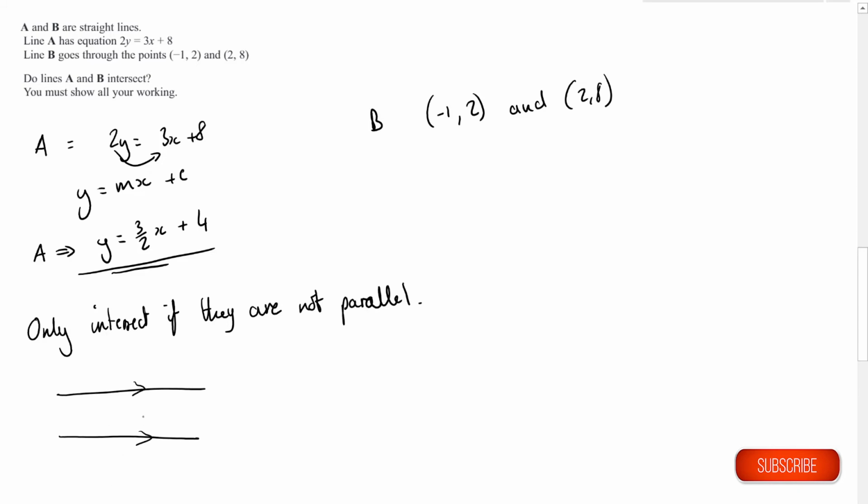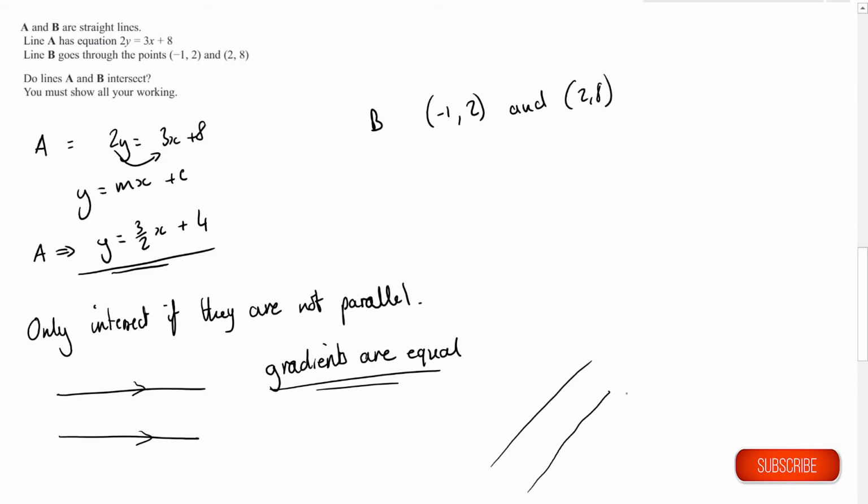What that means in terms of mathematical expression is that their gradients are the same. The gradients are equal, because if I had things that go like this with this gradient, I need to have the same gradient going along so that they don't intersect. If I change the gradient, then they will have an intersection point here. So really what this question is asking is, are these lines parallel or not? And so what we need to do is really just find out what is the gradient of this. So we know the gradient of A is 3/2, but for B, we've just been given 2 points.